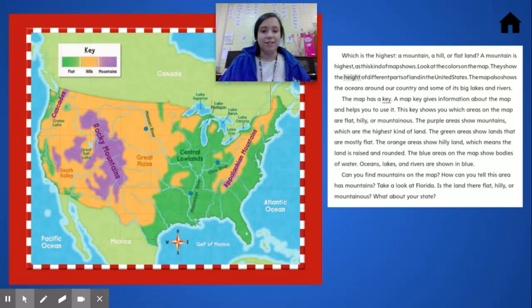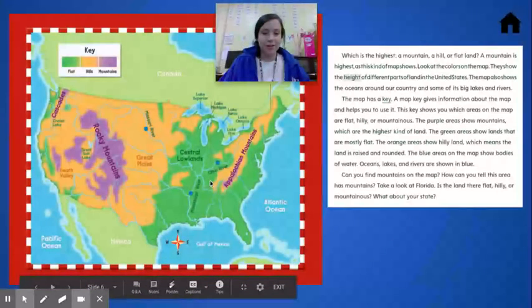So let's look at our state. We're right about in here. We have green, so we do have flat. We have hills. And we even have mountains. So we have all of the different types.